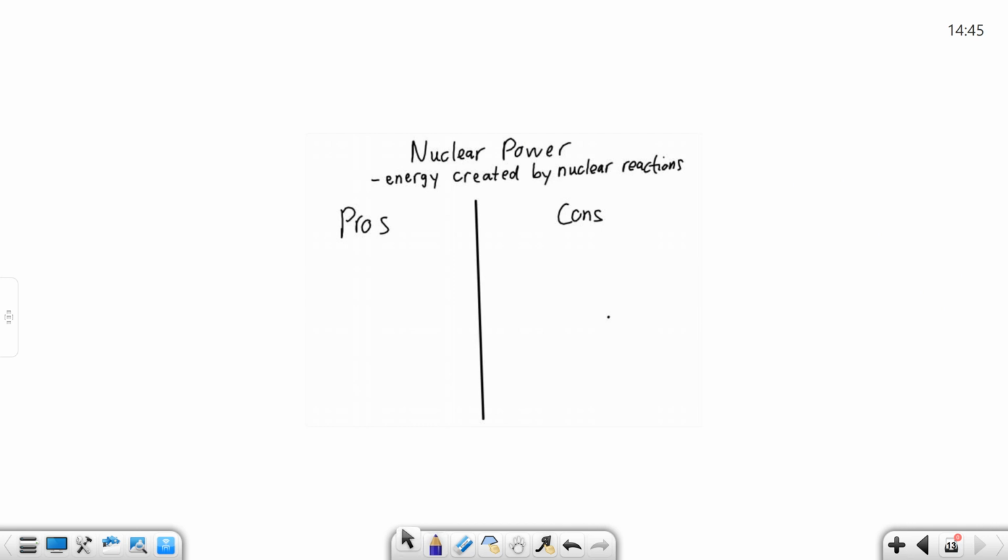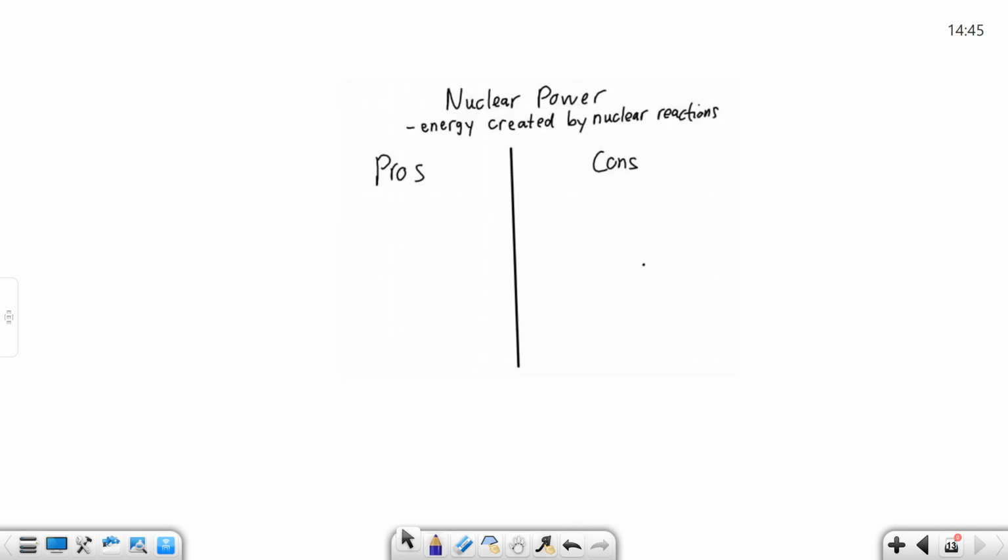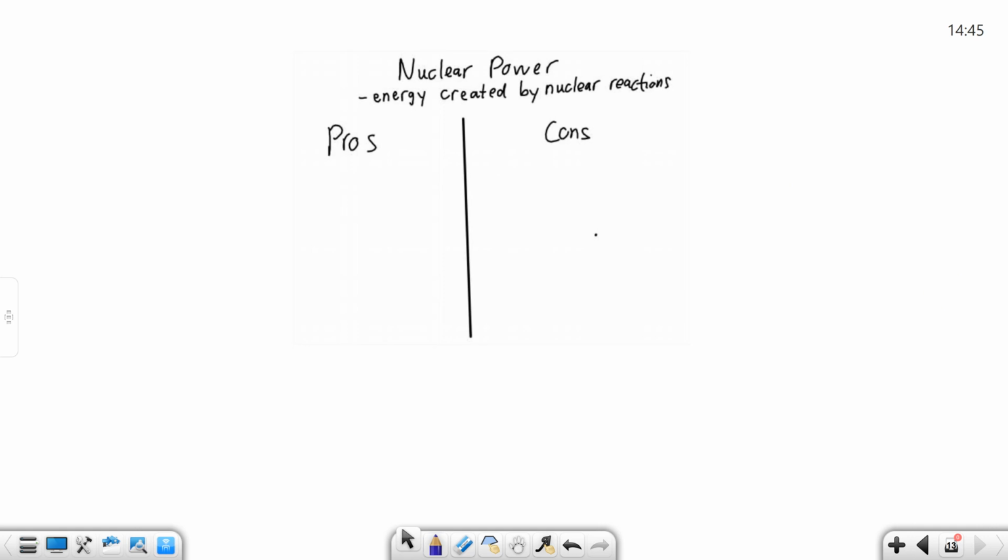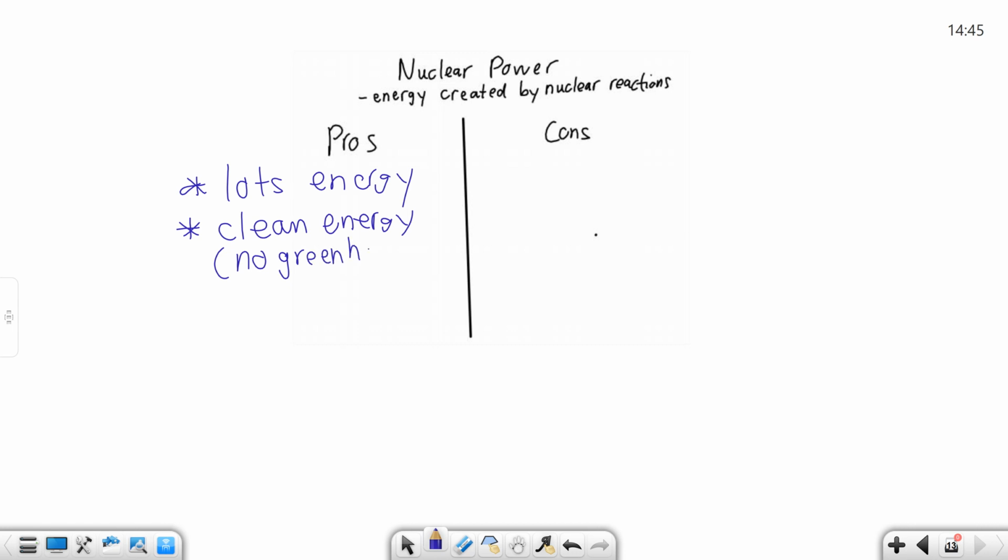Okay? So the last thing I need to quickly go over is what are the pros and cons of nuclear power. What are some things that are probably going to come up about what's good and bad about nuclear power? Again, this is created by nuclear reactions in power plants. Pros, you get lots of energy. It's going to be clean energy. What I mean by that is no greenhouse gases. It releases almost no carbon dioxide, so it's not going to lead to global warming. This would actually reduce global warming.